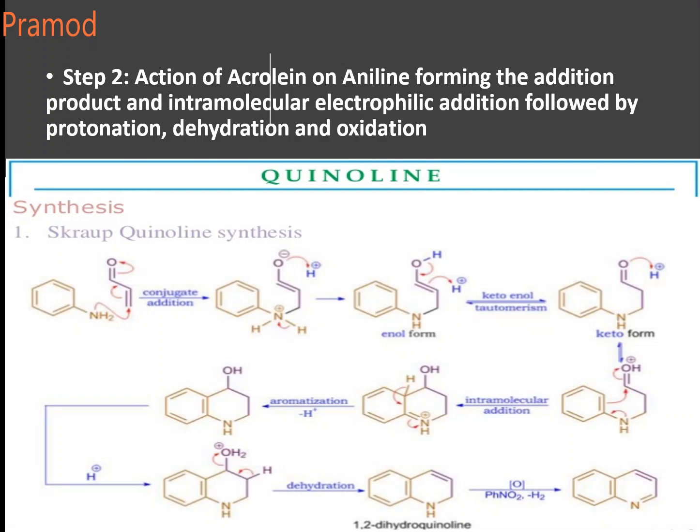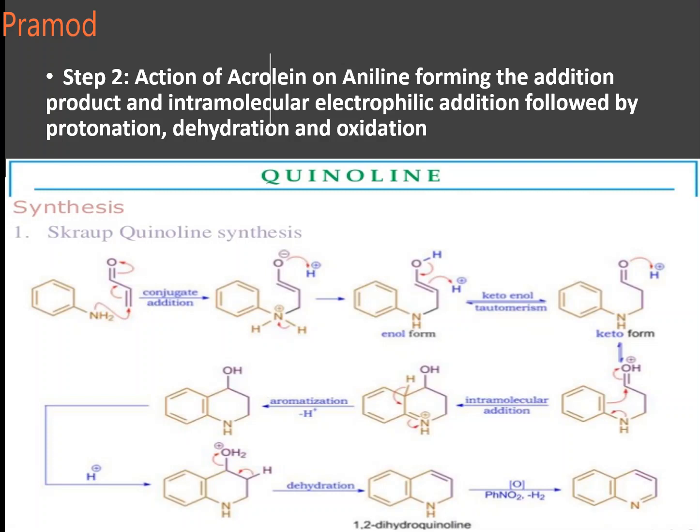So this is Skraup synthesis. First is conjugate addition followed by loss of proton. This will get transformed to enol form, which tautomerizes to keto form. This is followed by protonation of your carbonyl carbon, which leads to intramolecular addition. The nitrogen gives its lone pair of electrons to the benzene ring, followed by the double bond from the benzene ring attacking the carbonyl carbon, leading to formation of OH.